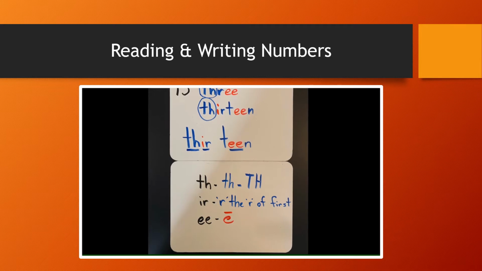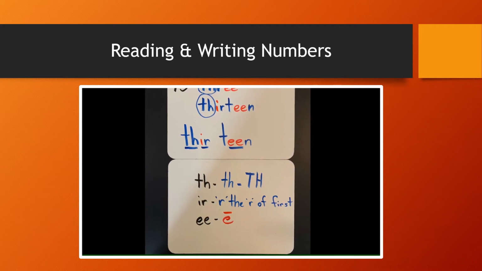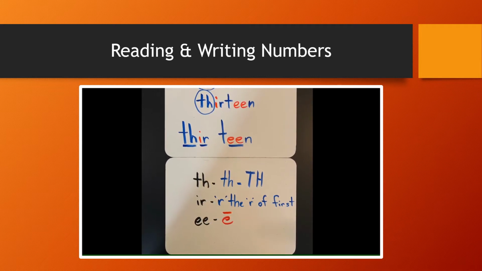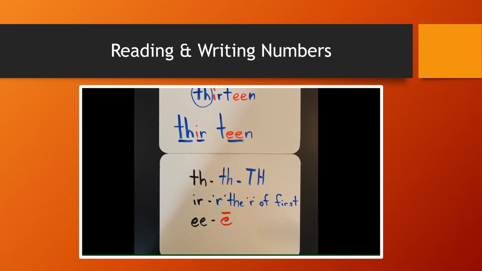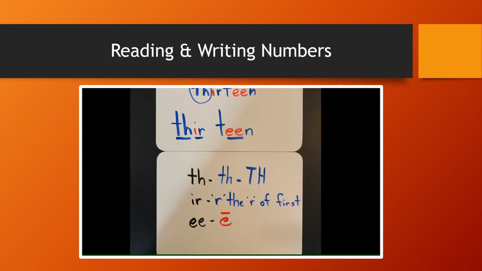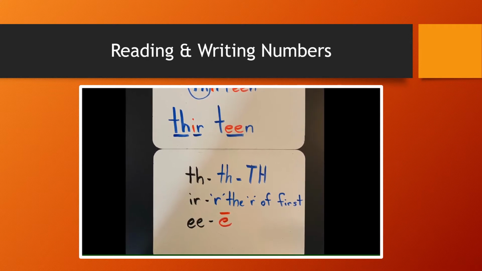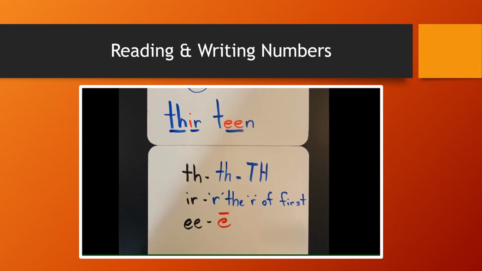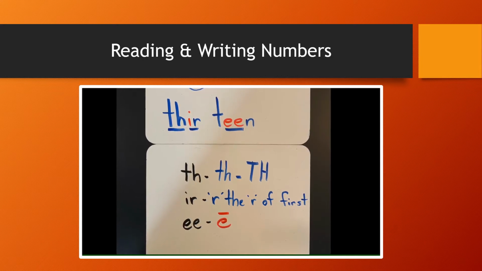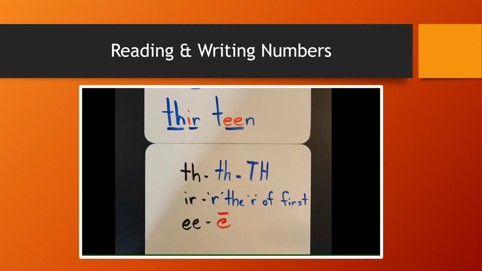T, E, N. TH says th or th. In the word 13, it's making its first sound. IR says the of first, and EE always says E. For double graphemes, we underline them because they make a single sound.